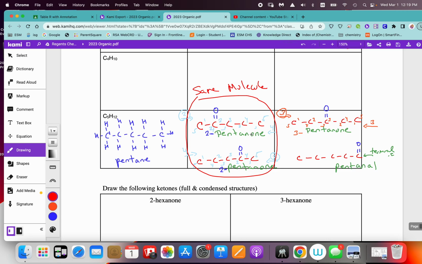However, the 2-pentanone, 3-pentanone, and pentanal, they are isomers. So these guys are isomers. And same thing here. These guys are also isomers. And these guys are isomers. So we have 3 isomers by drawing this out.